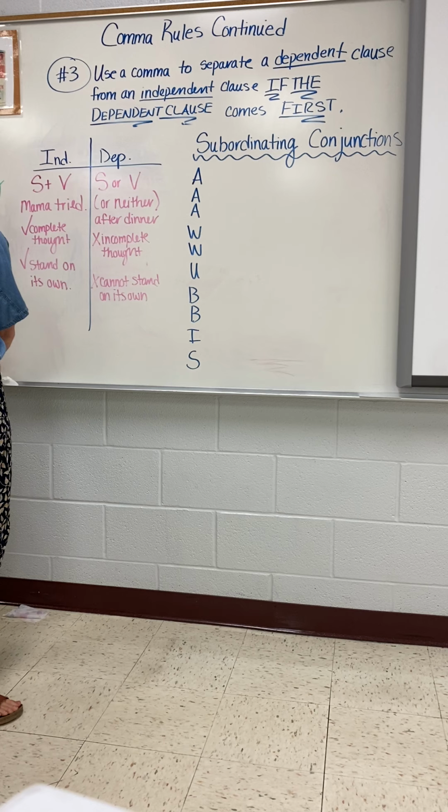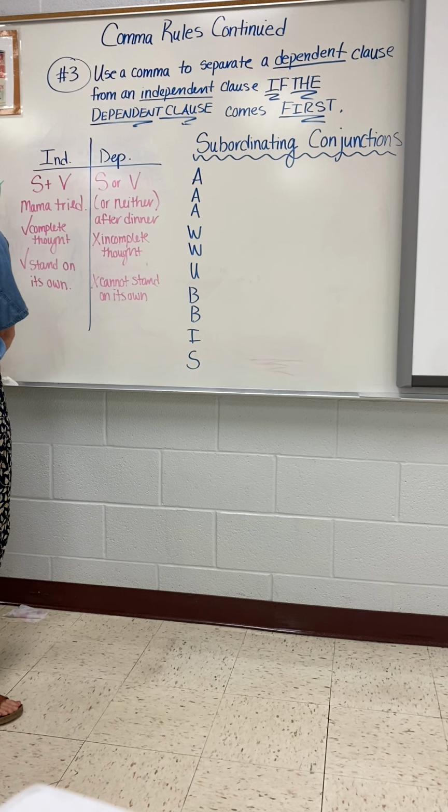So make sure that you record this in your composition notebook. If you would like to just continue with wherever you left off with your last set of notes, we are starting with comma rule 3. So these can all just roll together in your composition notebook, okay? Comma rule 3, use a comma to separate dependent clauses from independent clauses if the dependent clause comes first. Notice I double underlined that, because that's going to be really, really important for this comma rule, okay?